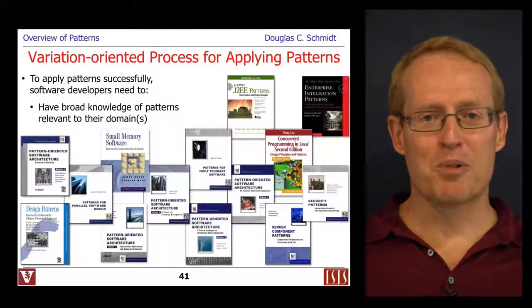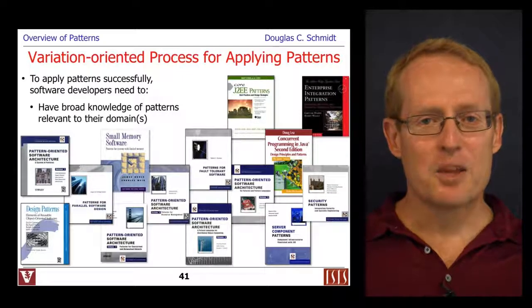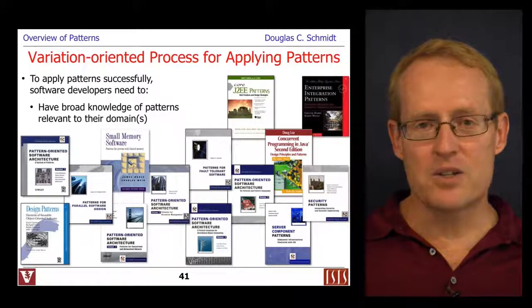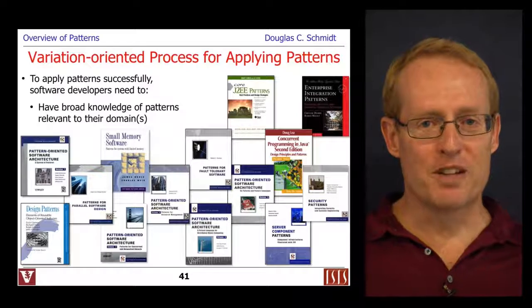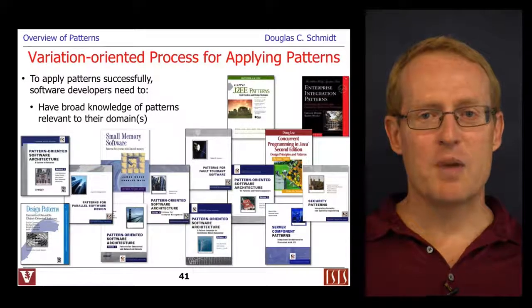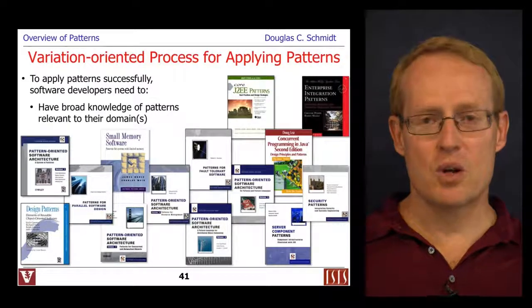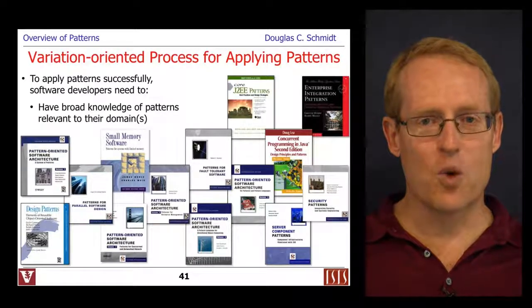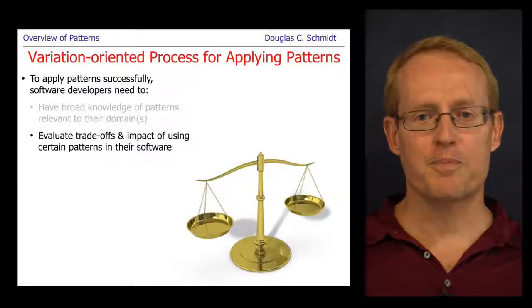Visitor is one of the more complex patterns in the Gang of Four book. The point there is that it doesn't do much good to have a body of literature on patterns if people don't take the time to learn it. So that's the key starting point, is to get to know what's out there that's important to you.